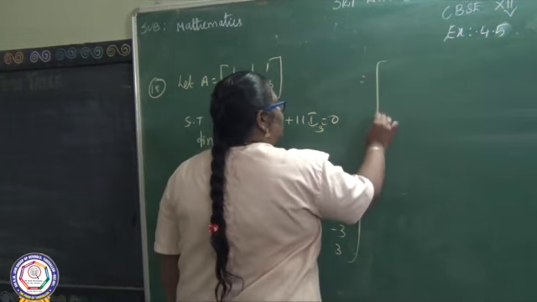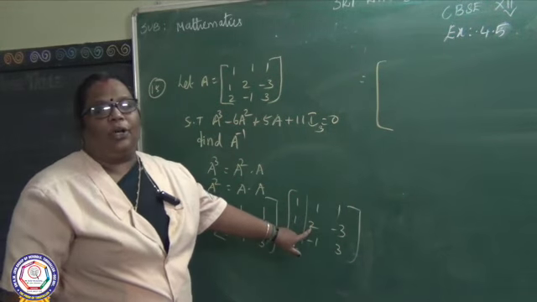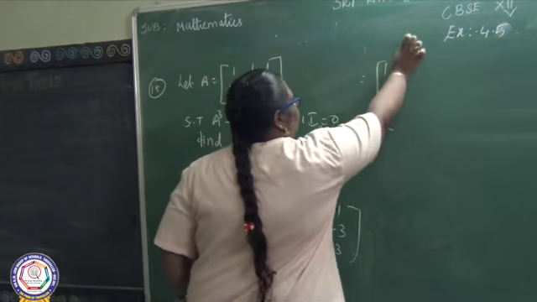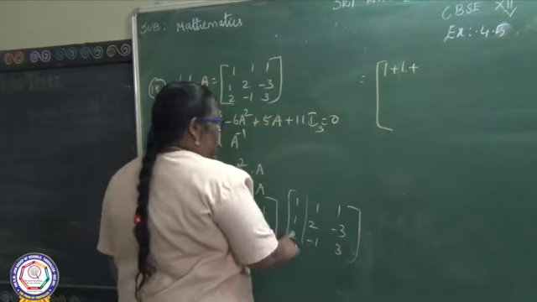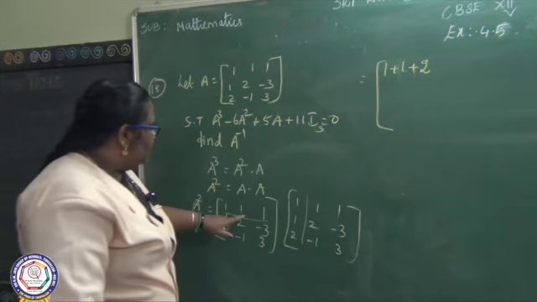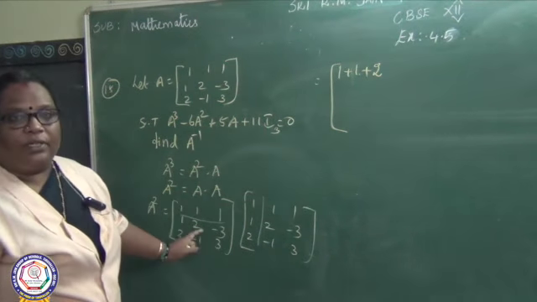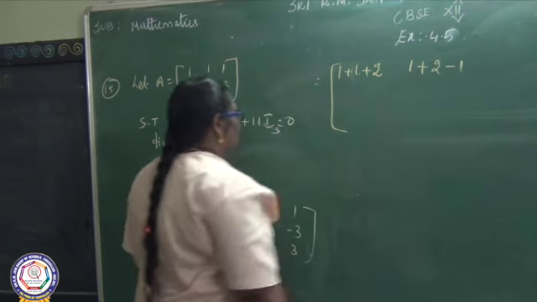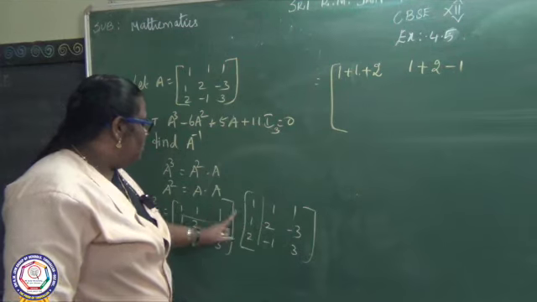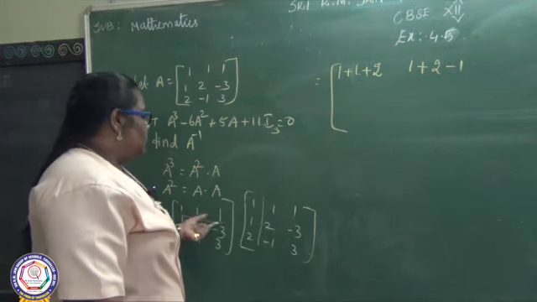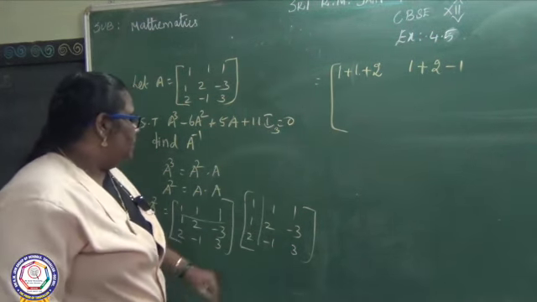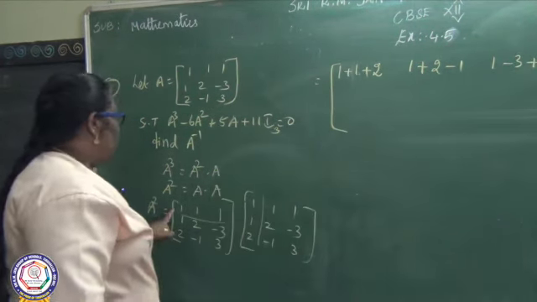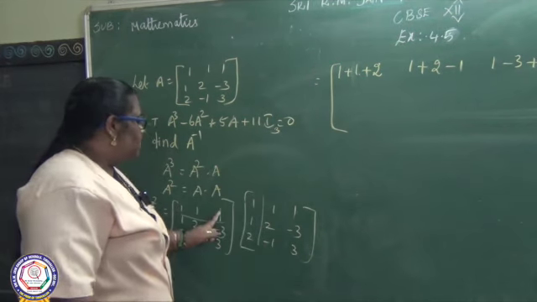So, what is the answer you are getting? See here, first row, first column: 1, 1s are 1, plus 1, 1s are 1, plus 1, 2s are 2. Next, first row, second column: 1 plus 2 minus 1. Next, first row, third column: 1 minus 3 plus 3.